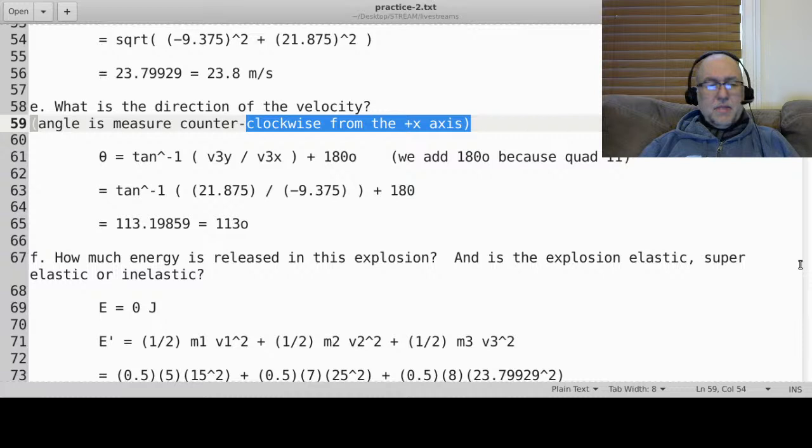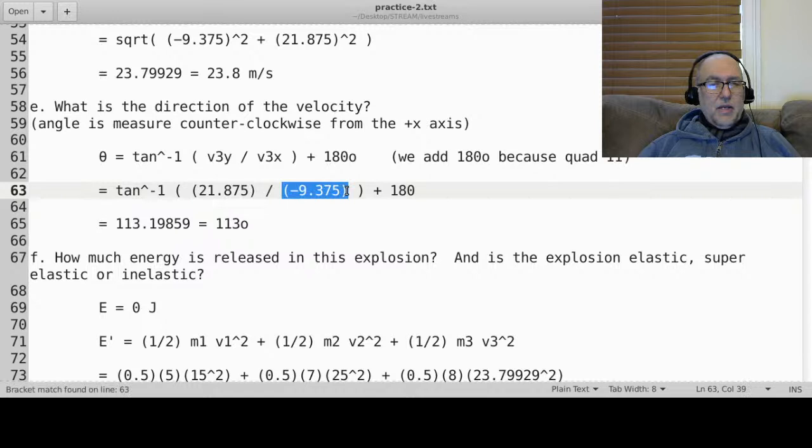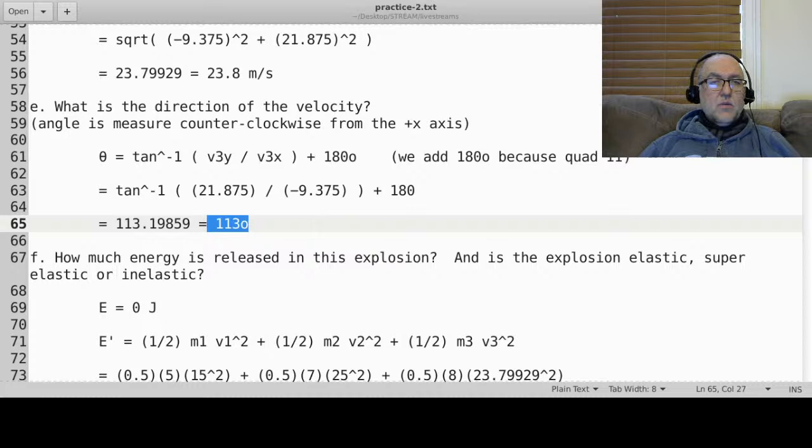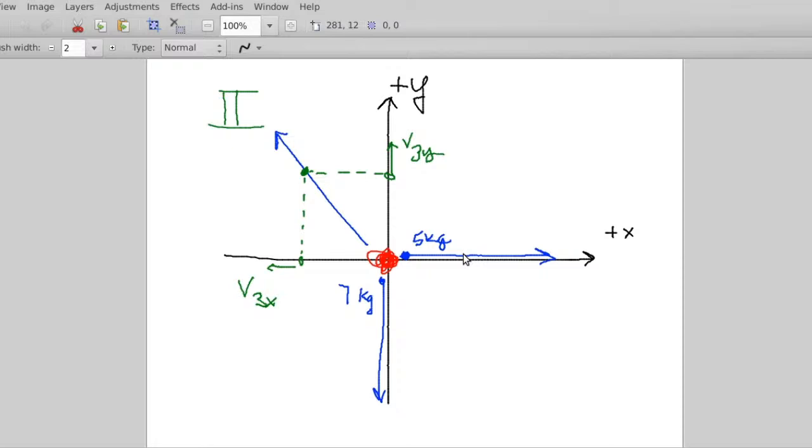So we have the y component and the x component. Make sure you have the sign in there, divide the two, take the inverse tangent, add 180, and you get 113 degrees. What does that 113 degrees mean? Start here at the positive x-axis, and then start turning counterclockwise until you get to the vector. By the time you've turned to the vector, you've turned 113 degrees. So there we go. That's the direction.